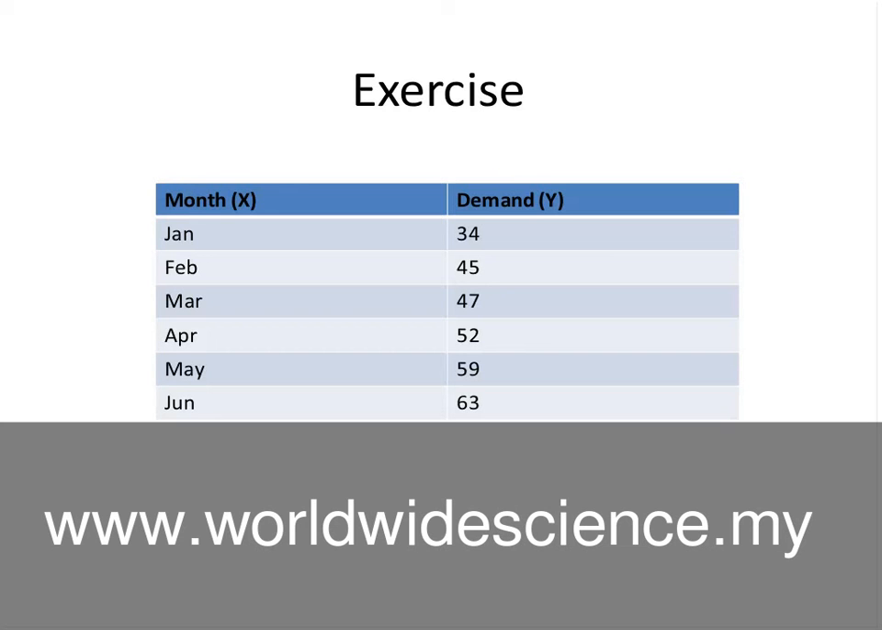Very good. For example, for November, how much after June? After June is July, August, September, October, November. November is 5 months after June, so we should give the x 5. Very good.